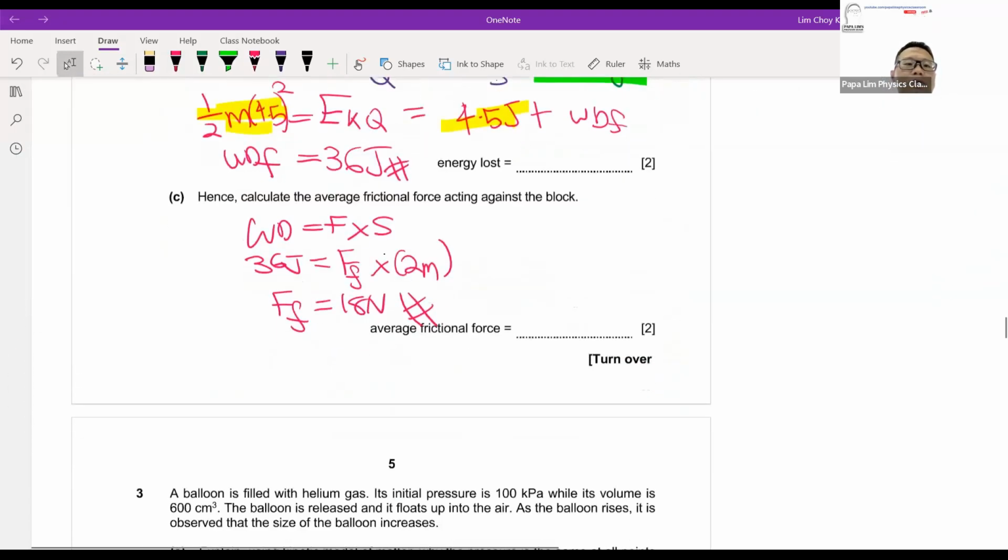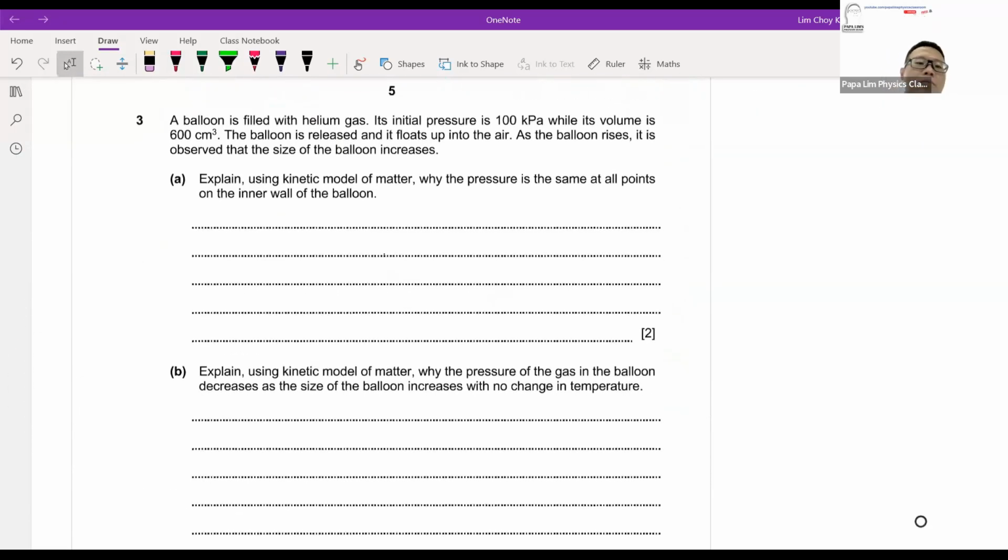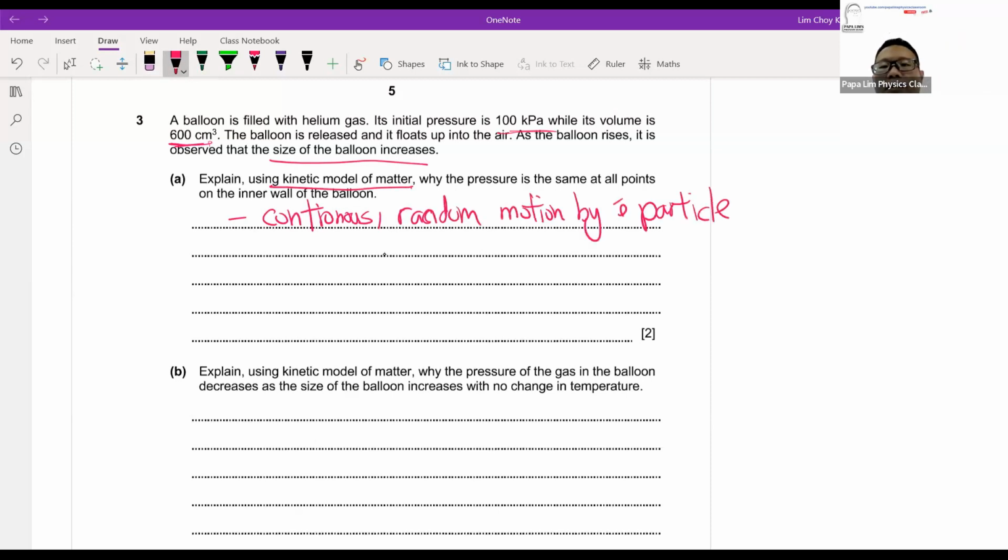Now question 3. Question 3 is a kinetic model. The first question is, why is the pressure the same at all points? First thing, of course, kinetic model. How is pressure exerted? We look at the molecules themselves first. So you must tell the marker that you can write continuous random motion by the particles. What does this random motion do? It will exert a force, and not just any force, it exerts the force in different directions, because it's random, so all the directions at the location are randomized.